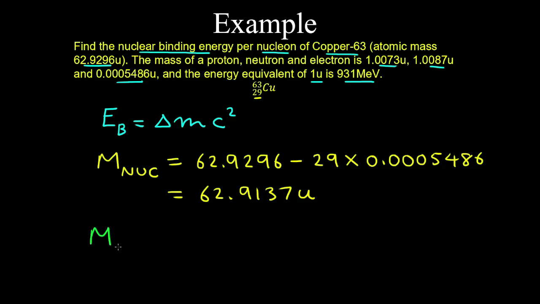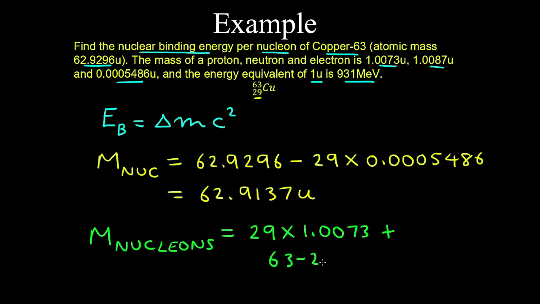And the mass of the individual nucleons making up the nucleus is the mass of the protons. So here we have 29 protons multiplied by the atomic mass of one proton plus the atomic mass of the neutrons. So here we have 63 minus 29 neutrons. And that's multiplied by the atomic mass of one neutron. So that gives 63.5075 atomic mass units.